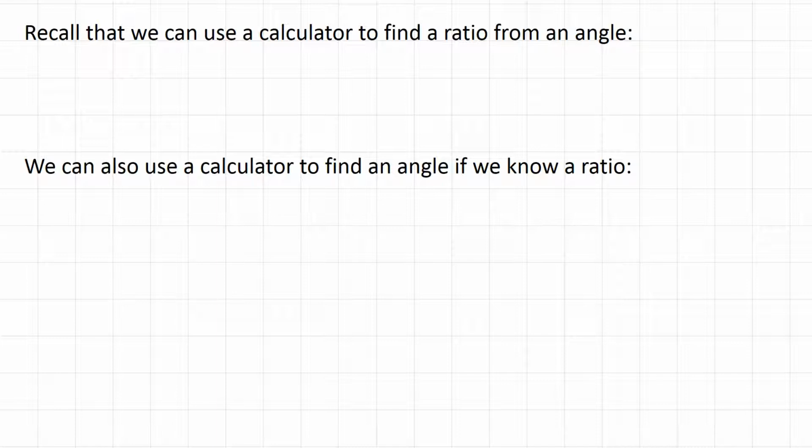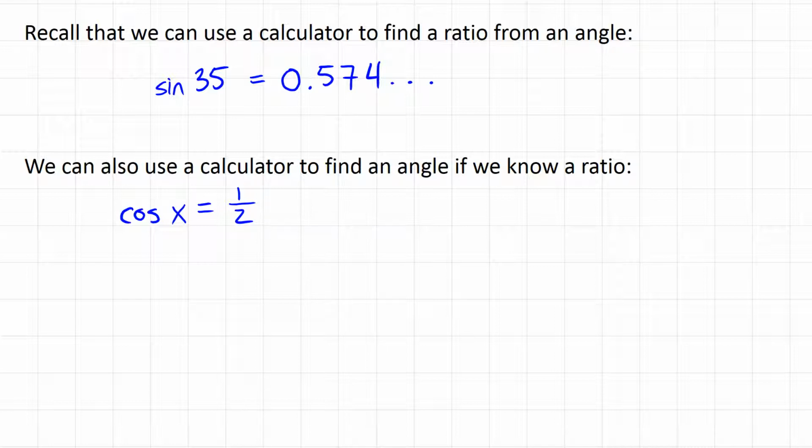So recall that we can use a calculator to find a trig ratio from an angle. If we knew that we had a 35-degree angle in a triangle, we could type into our calculator sine of 35, and we'd be told a decimal number which represents the ratio of the opposite side to the hypotenuse side. Well, our calculator can also do the opposite. So for example, let's say we have an unknown angle x in our triangle, but we know the ratio of the adjacent and the hypotenuse. So we know cos x is equal to 1/2.